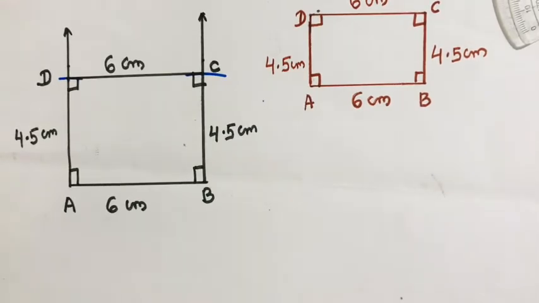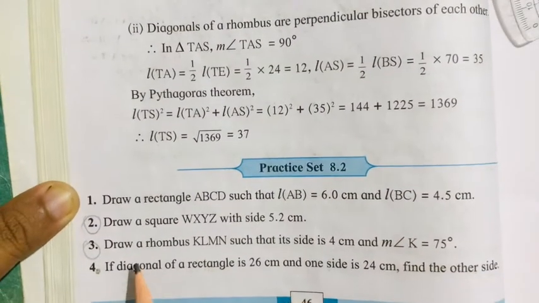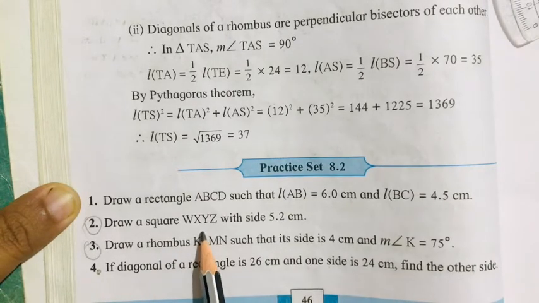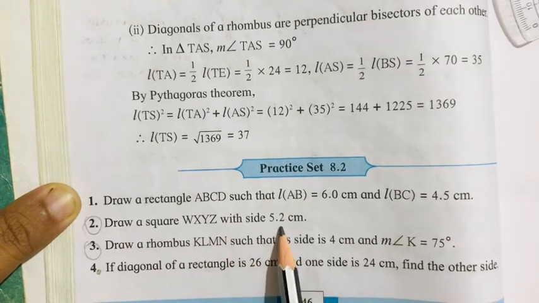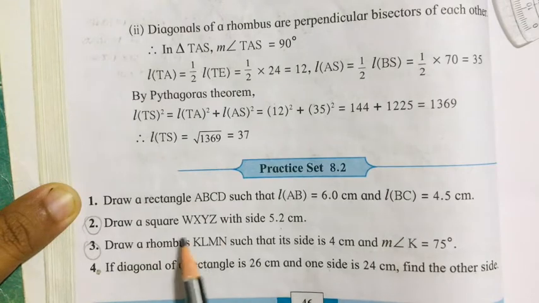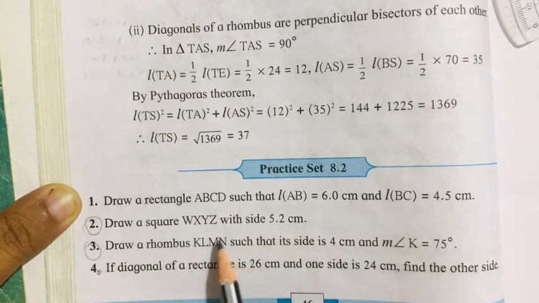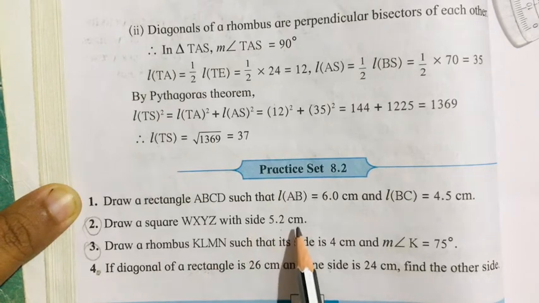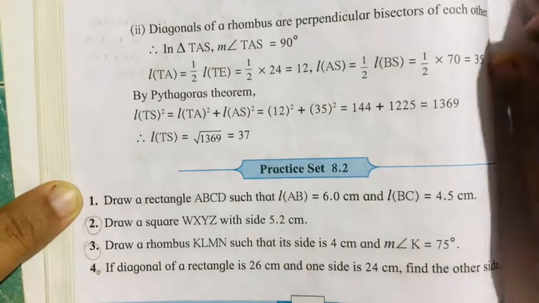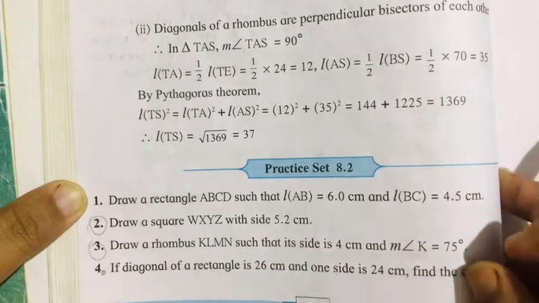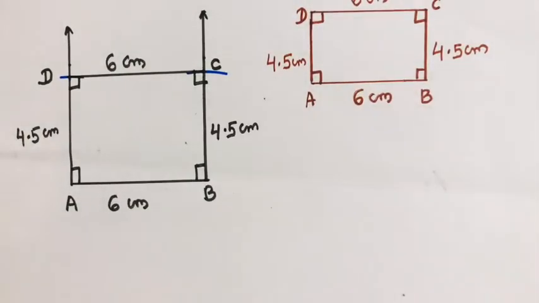Question 2. Draw a square WXYZ with side 5.2 cm. You need to draw a square of 5.2 cm. You know that all sides of a square are equal. So all sides are 5.2 cm.